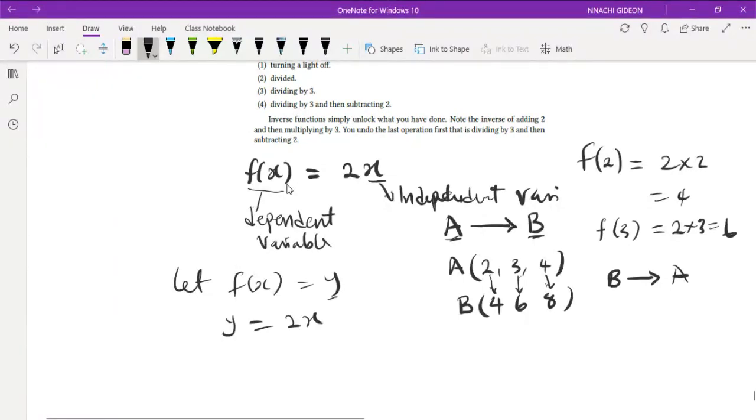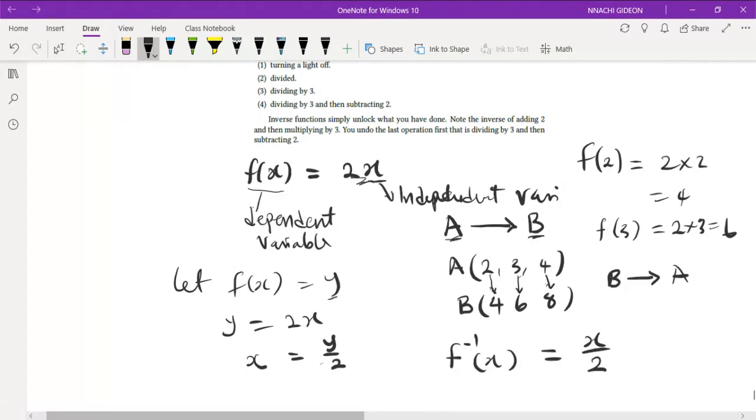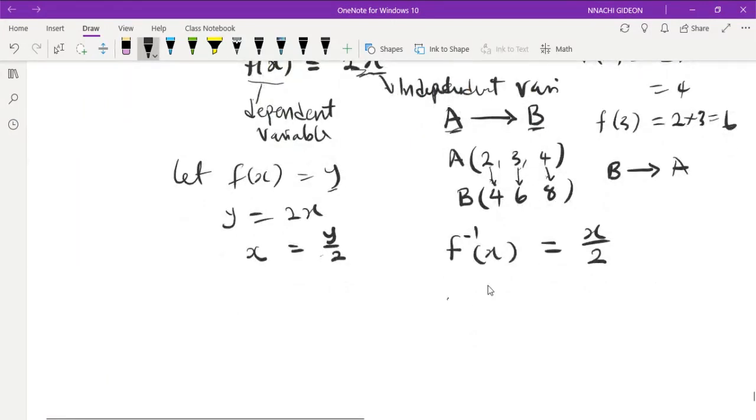So for me to do the inverse, I have to make x the subject of the formula. If x is on this side, that means the inverse becomes y over 2. Remember, since we are multiplying, the inverse will be dividing. So if that is the case, we can put it in this form: inverse f of x is equal to x over 2. So that inverse f of 4 is going to give me 4 over 2, which is 2. Inverse f of 6 is going to give me 6 over 2, which is 3.